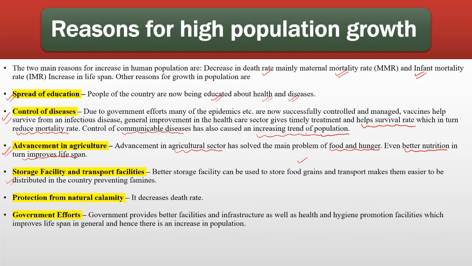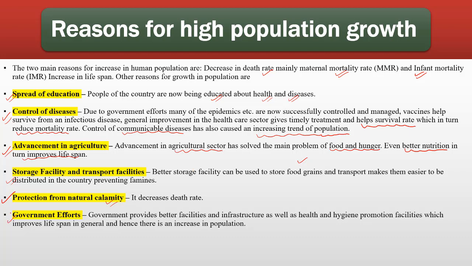Storage facility means now they can store food with less destruction of the food, having fumigation and antifungal agents, with everything taken care of. Protection from natural calamity, the natural disasters. Now weather forecasts give news every minute about the weather. In this way, maximum individuals can be protected by making them safe. The protection from natural calamity.